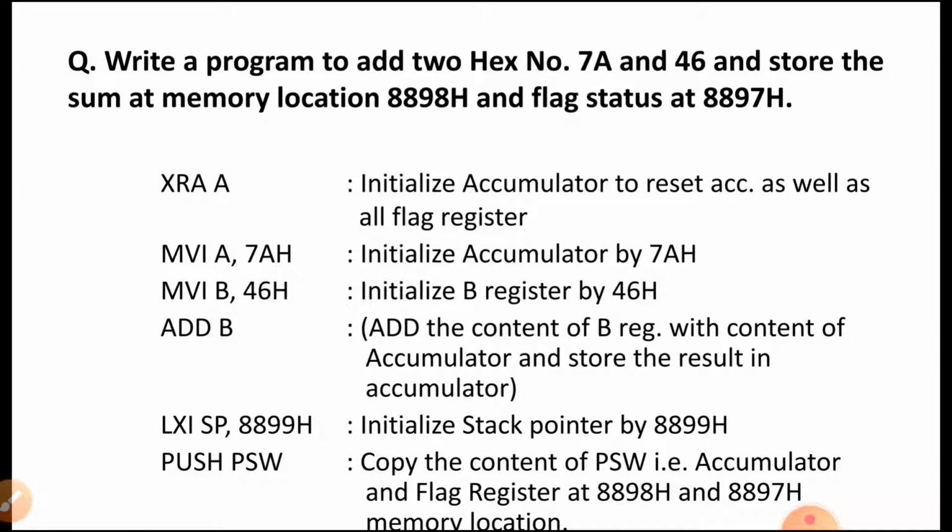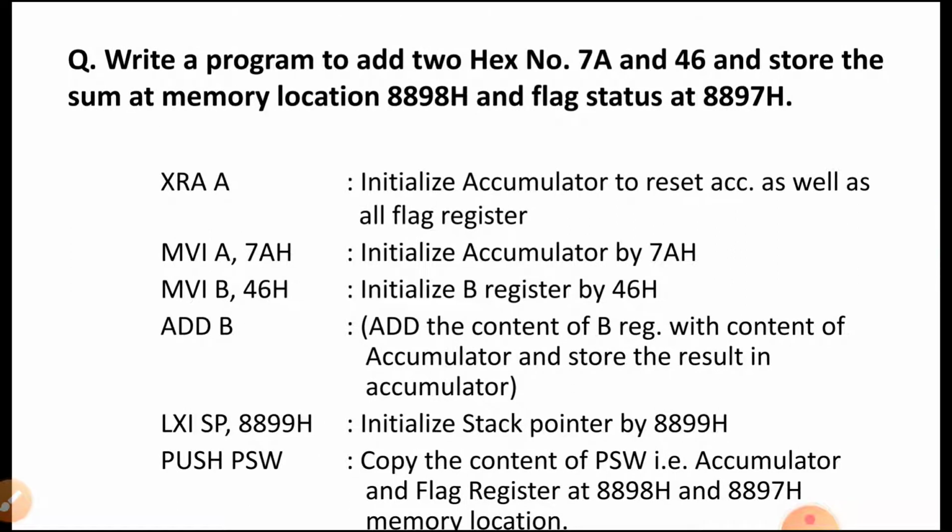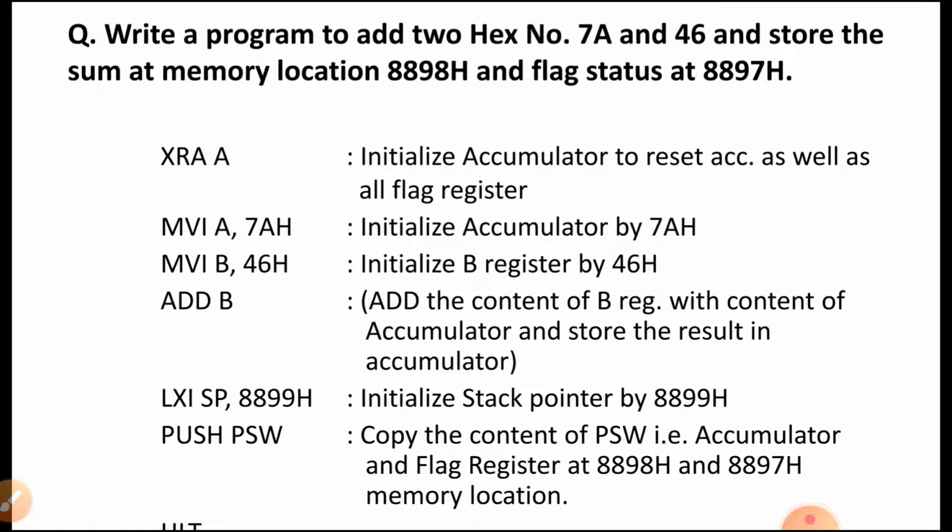7A and 46 can be added by a simple add instruction, by putting one number in one register, another number in another register, and adding both the registers to get the sum. And of course the sum will be available in the accumulator itself. And due to this addition operation, there may be some changes occurring in the flag content, and we have to store that flag status.